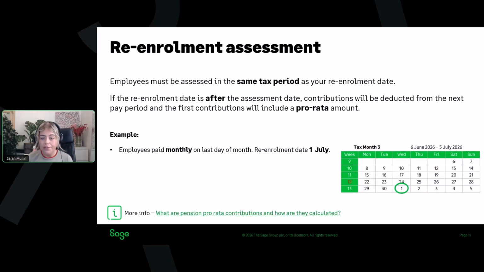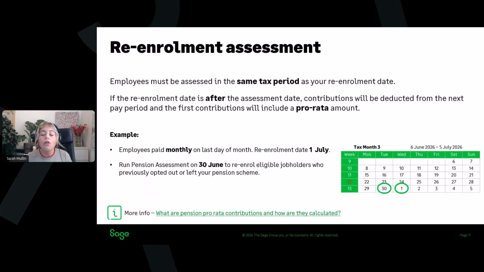So in this example, employees are paid monthly on the last day of the month, and the re-enrolment date is the 1st of July. Now, naturally, if you are processing a monthly payroll, they get paid at the end of the month. You would run your pension assessment on the 30th of June. And that would re-enroll any eligible job holders who have previously opted out or left the pension scheme.